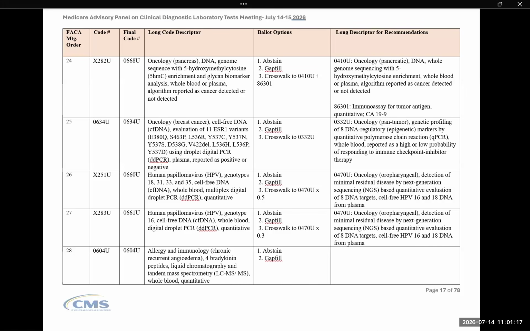Thank you. Does anybody have any questions or comments from the panelists or CMS on this code? All right, panelists, please vote. Thank you.